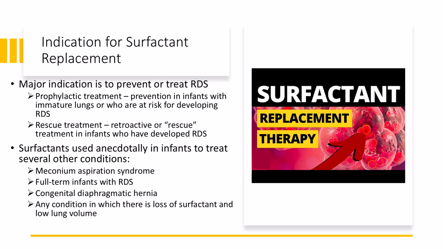Clinical studies have shown that prophylactic treatment, when compared to rescue treatment, reduces morbidity and mortality in infants delivered before 30 weeks of gestation. The second approach, known as rescue treatment, is used for infants who already show significant signs and symptoms of respiratory distress syndrome.